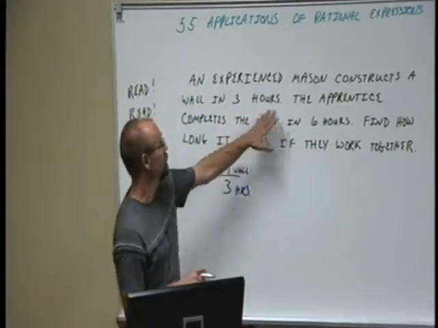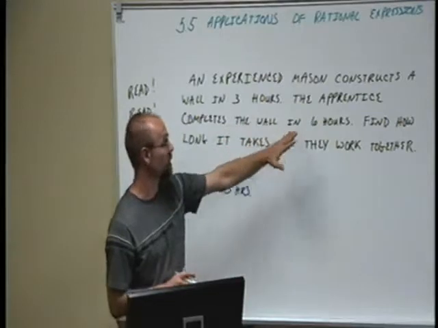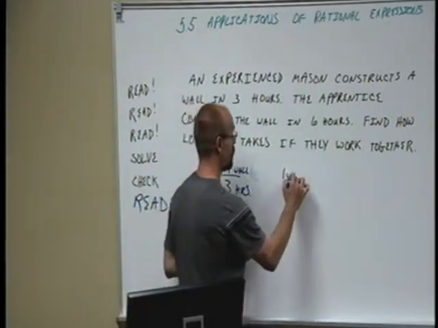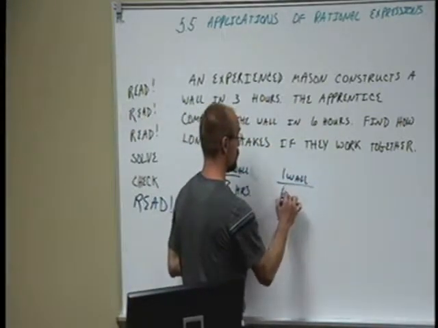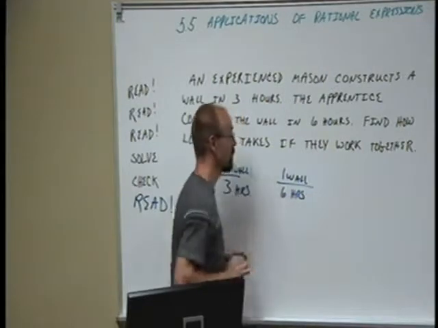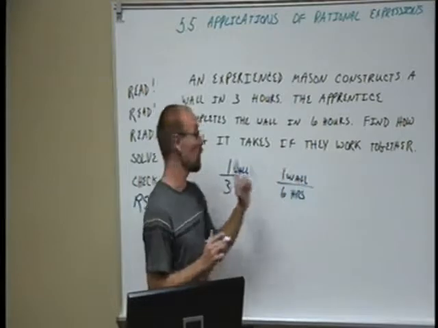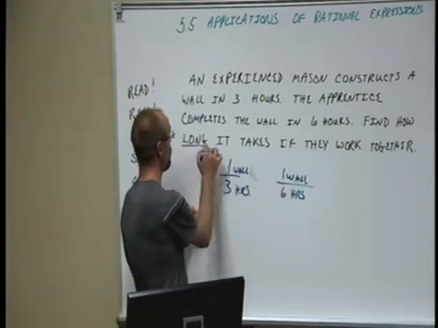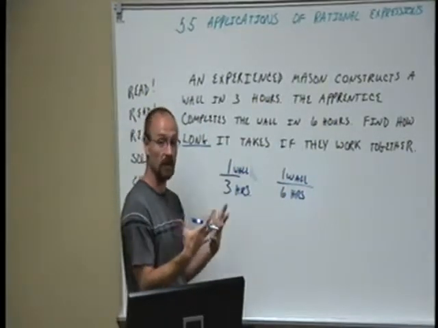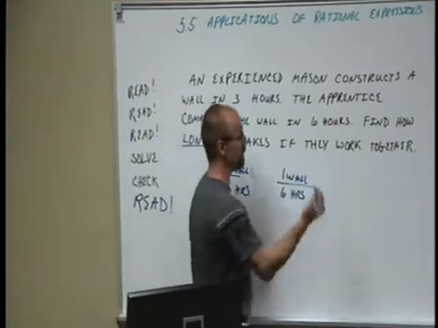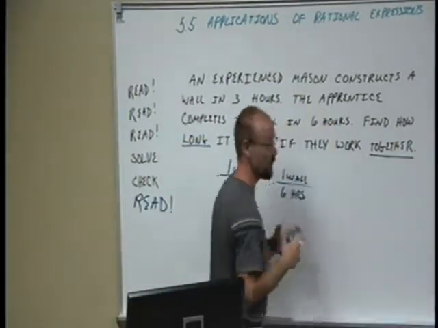All right, the apprentice completes the wall in 6 hours. One wall in 6 hours. Find how long it takes if they work together. We're asked to find how long it takes, so we're looking for time. That's the key word. We want to look at that and maybe underline it in the story problem.